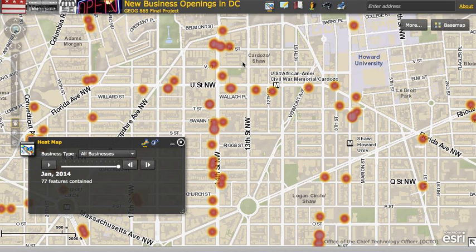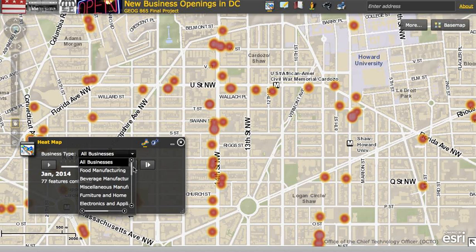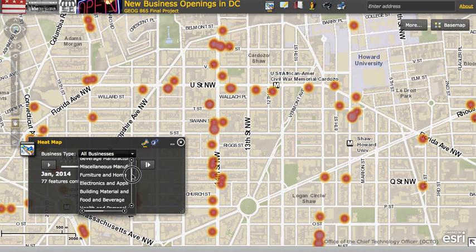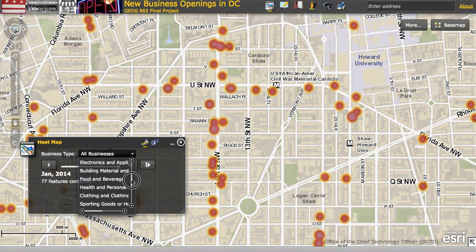Right now you can see a heat map showing all the businesses that opened in this neighborhood in 2013. If you look at the heat map, it tells you 77 features, and this is all the businesses that opened in one year. Now this still doesn't tell me a whole lot. It just tells me that there have been 77 businesses that opened. So I want to understand what types of businesses we should be trying to attract to this area, given that it's had a tremendous amount of growth in terms of development and population growth.